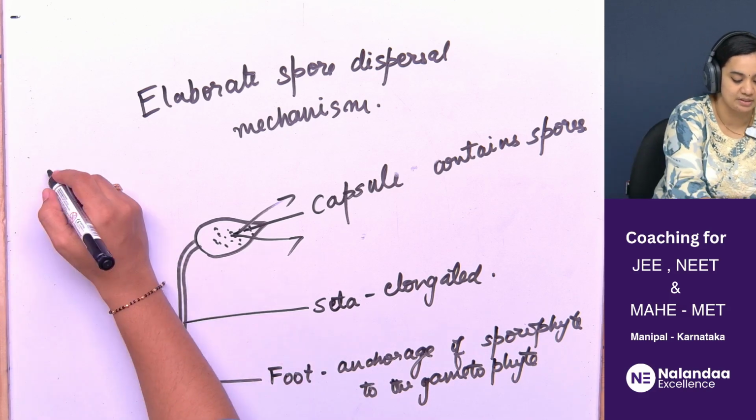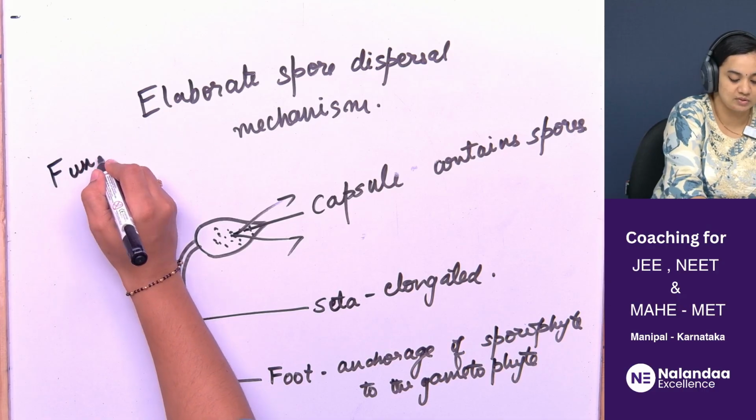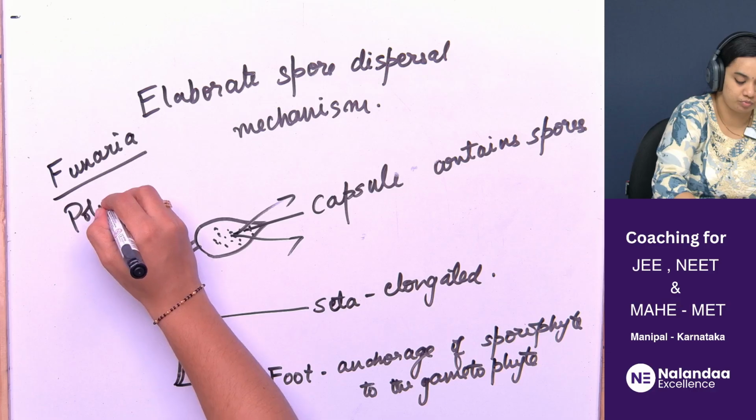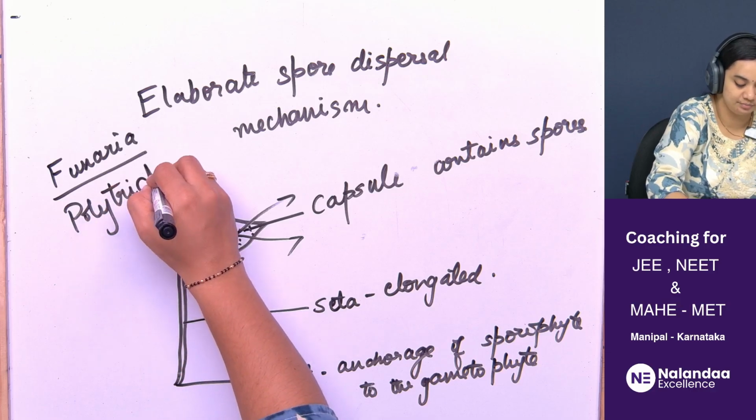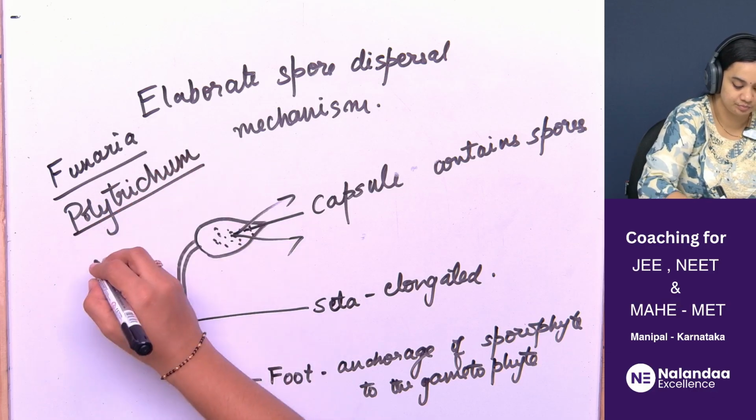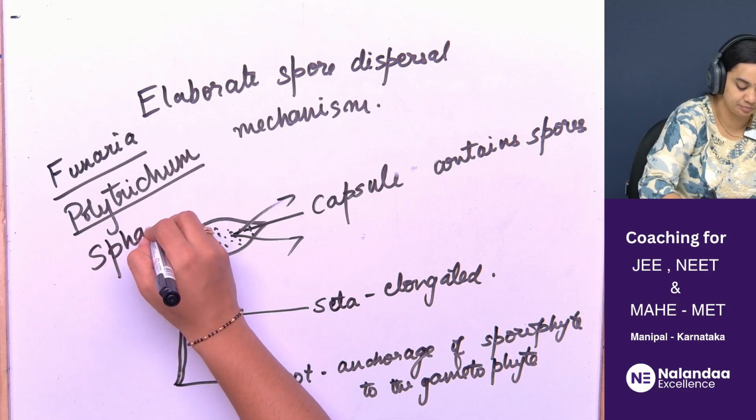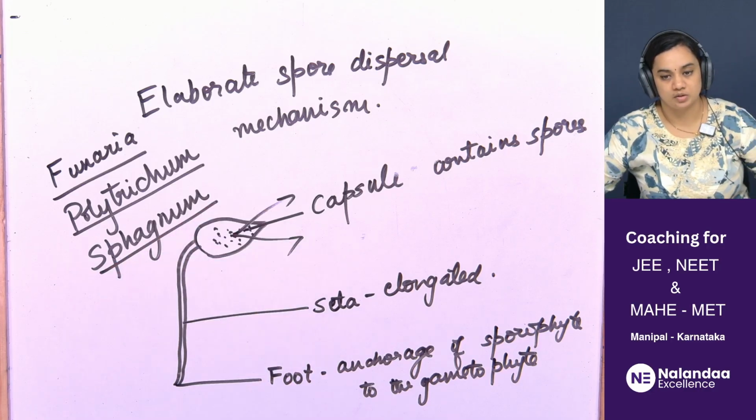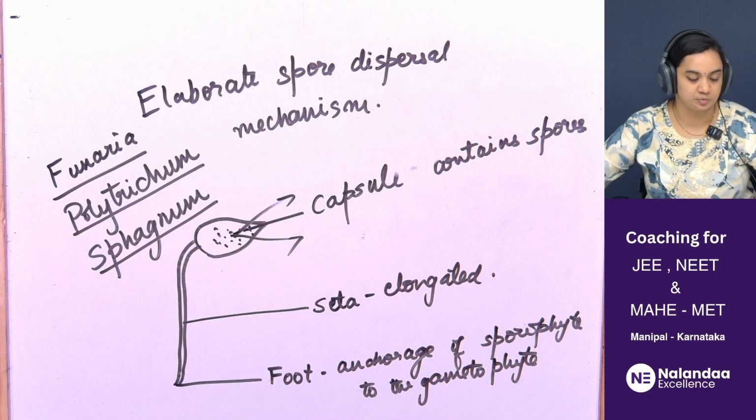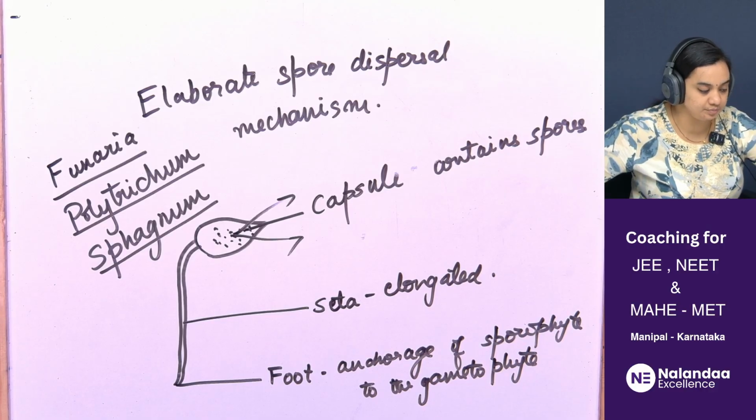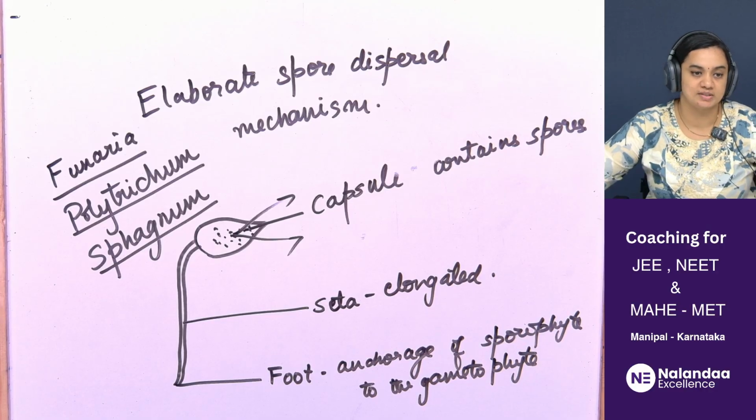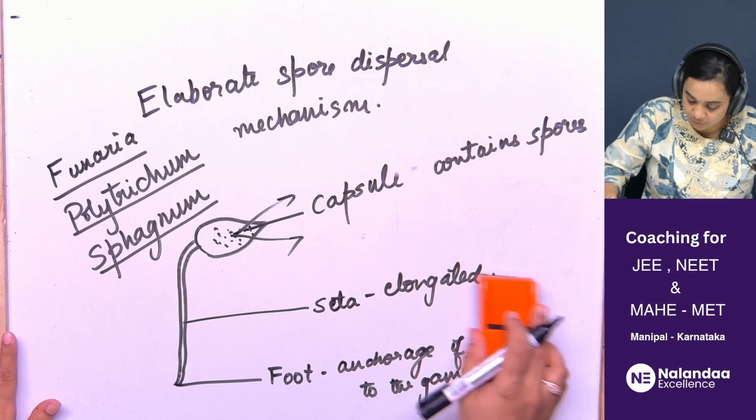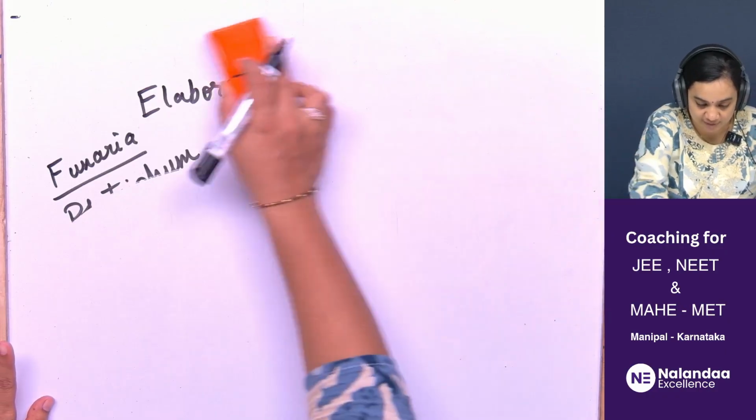Common examples of mosses are Funaria, Polytrichum and Sphagnum. Clear? So this is about class Bryopsida. Is that clear, the classification of bryophytes, liverworts and mosses? Alright, next we'll move on to the importance of bryophytes.